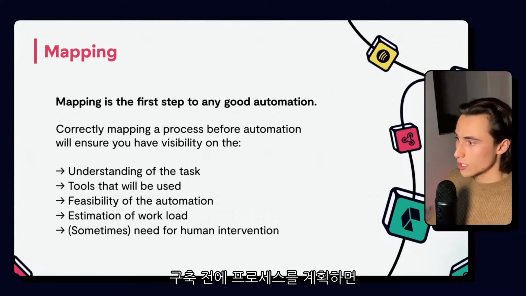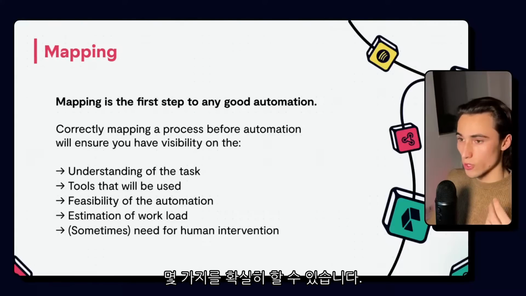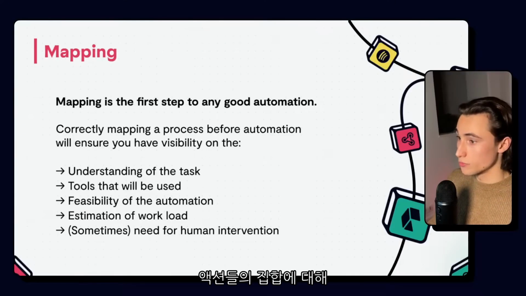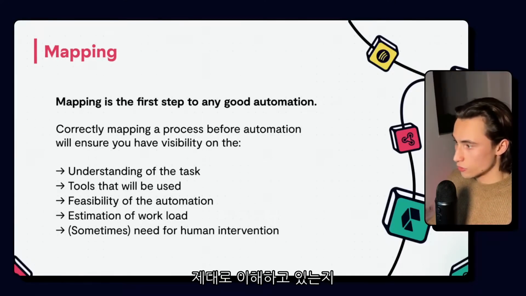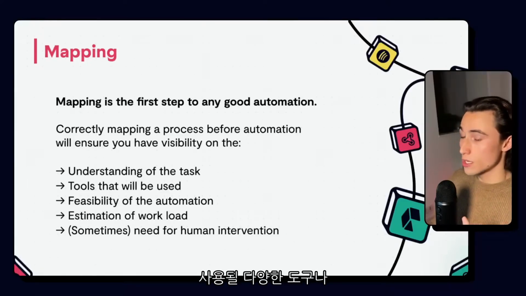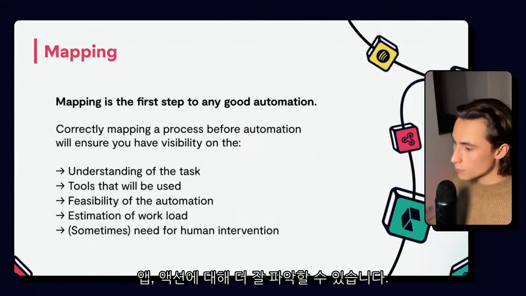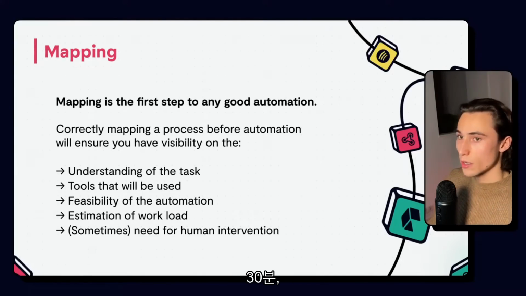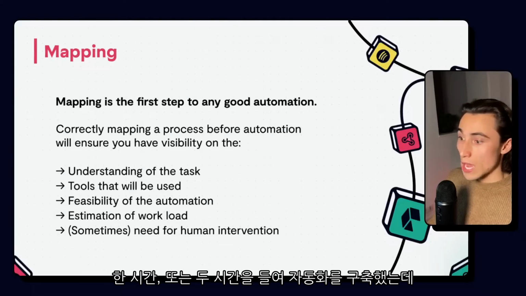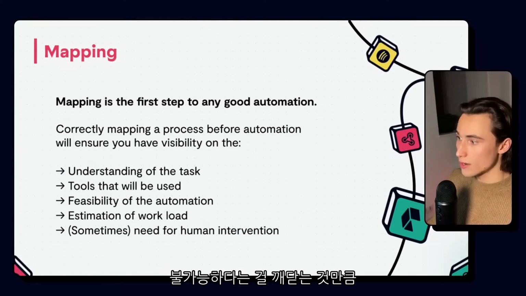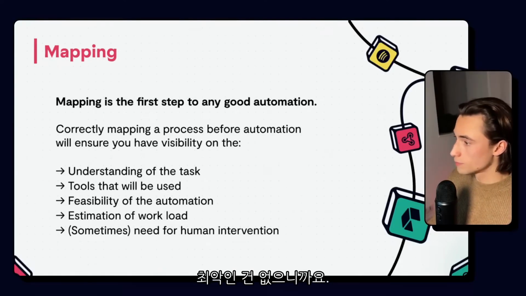Correctly mapping out a process before building it is going to ensure that you have visibility on, one, do you have an understanding of the task, of the predictable set of actions that the task represents? Two, it's going to give you more visibility on the different tools, apps, or actions that are going to be used. Three, it's going to give you more visibility on the feasibility. Nothing is worse than spending half an hour, or 2 hours building an automation to then realize at the end that it actually isn't possible.